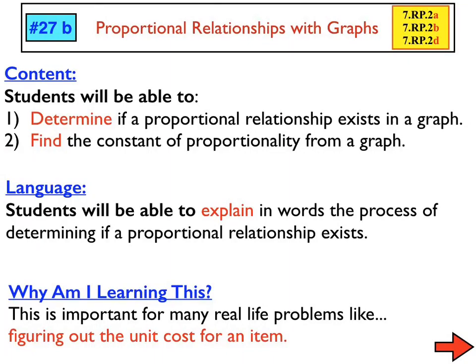Lesson 27B, we are continuing exploring proportional relationships, but this time we are looking at graphs to see if those have proportional relationships or not. And we're still trying to find the constant of proportionality, which is k equals. Anyone need more time to write this down?